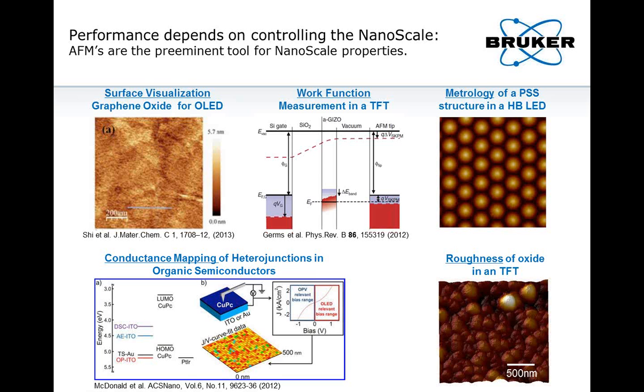And then, of course, on the right, a classic metrology application that probably put the AFM on the map. The example we chose here is a patterned sapphire structure in high brightness LEDs, and you can see the surface of the pattern structure in the image shown here. And then at the bottom, of course, roughness measurements. In this specific case, on an oxide, is again one of these classic applications that AFM is used for.